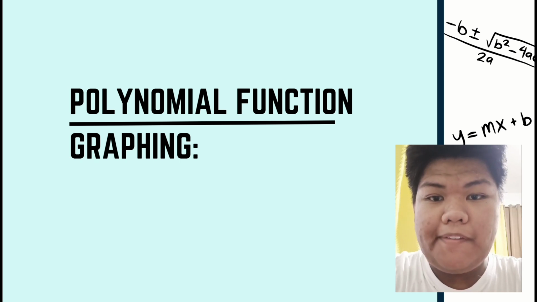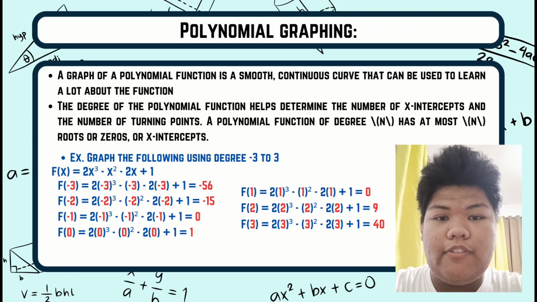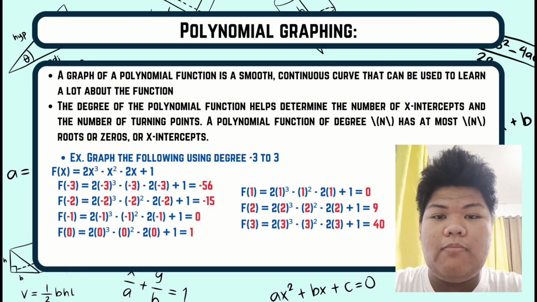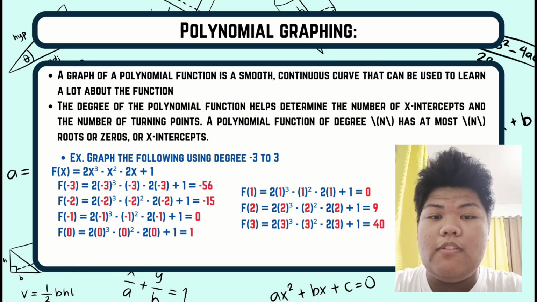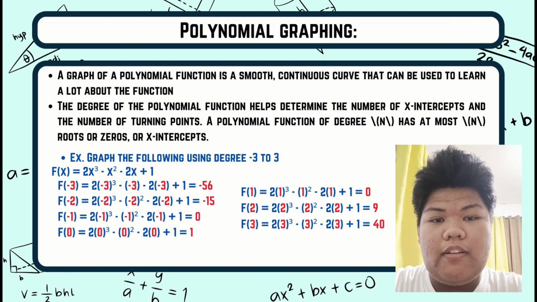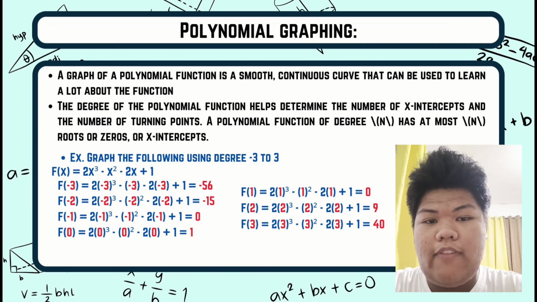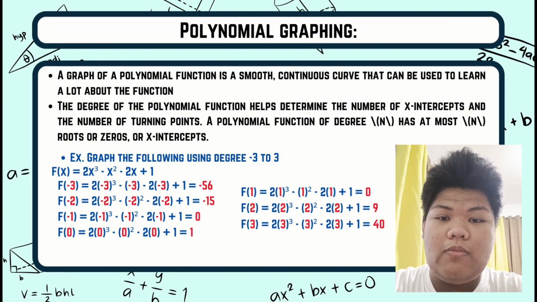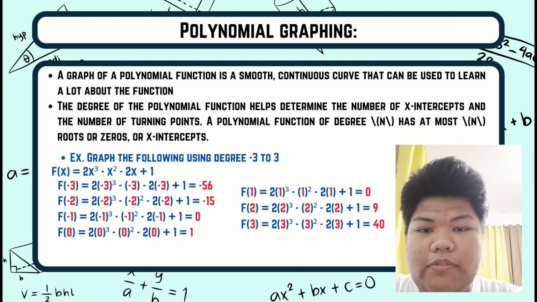Polynomial function graphing. To graph the polynomial function f(x) equals 2x cubed minus 2x squared minus 2x plus 1, we need to find points on the graph. We can do this by substituting different values of x into the function and calculating the corresponding f(x) value. This means we'll calculate f(x) for x equals negative 3, negative 2, negative 1, 0, 1, 2, and 3. Here's how we will do it.